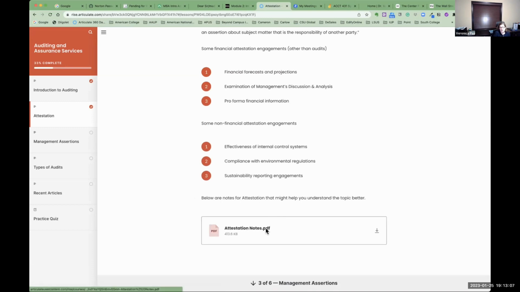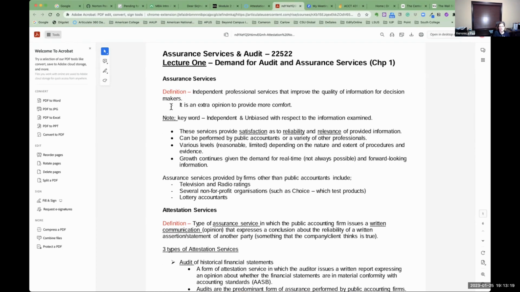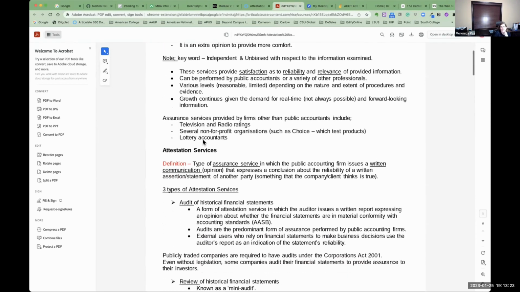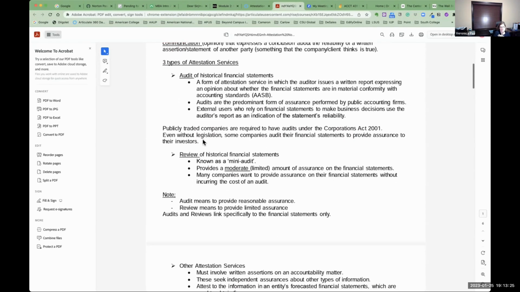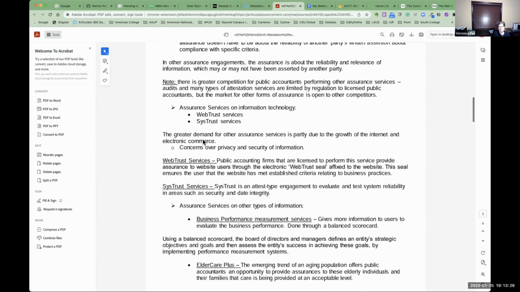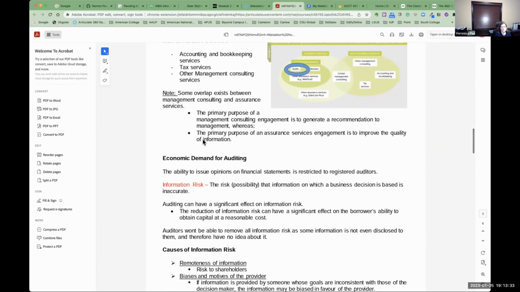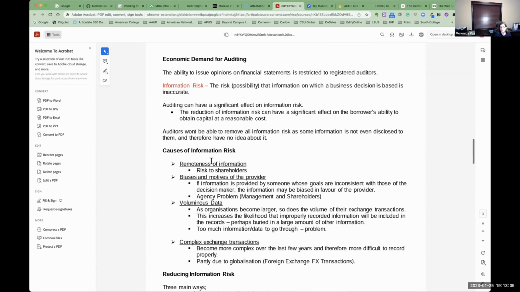And then here, I'm going to open this. It should take you directly to this document, where I'm giving you a bunch of information. I'm telling you the definition, the expected opinion, and some keywords, and I do the same thing for attestation services. Then I give you other assurance services.